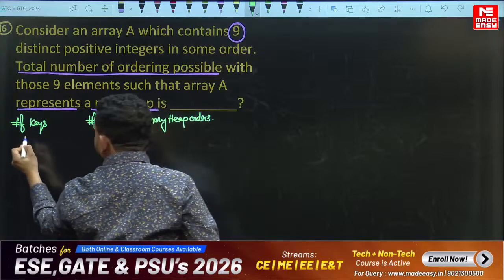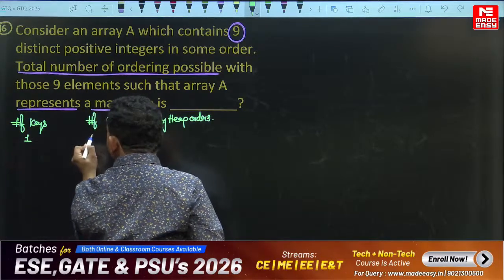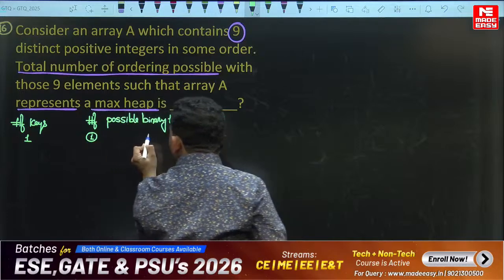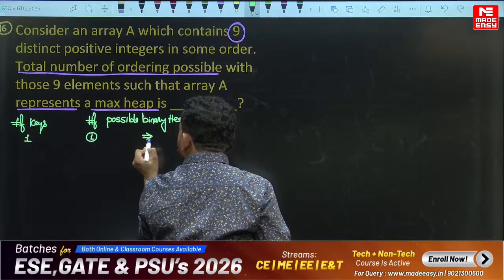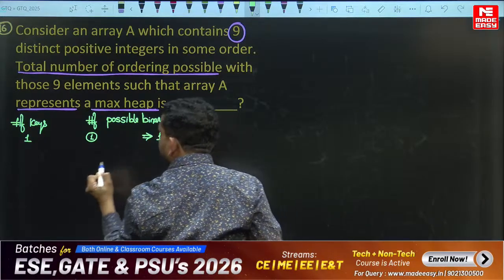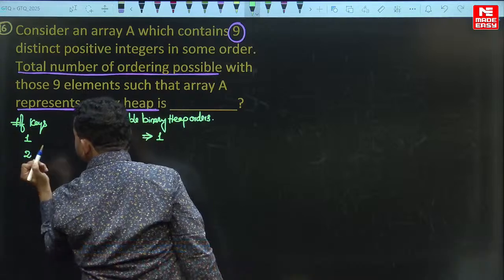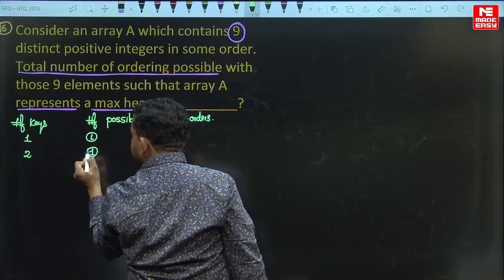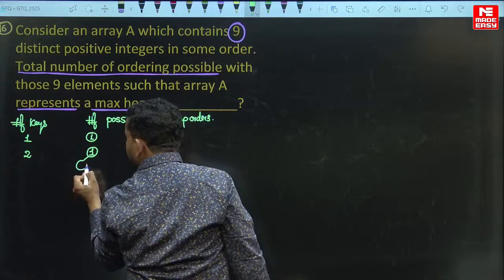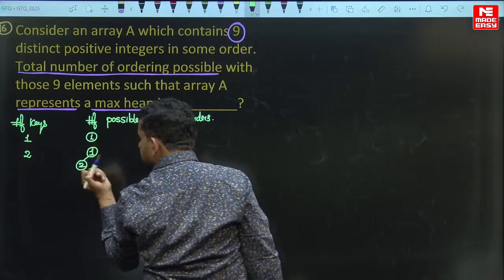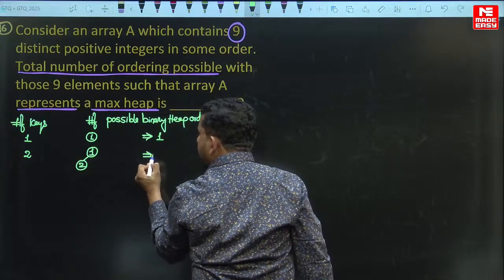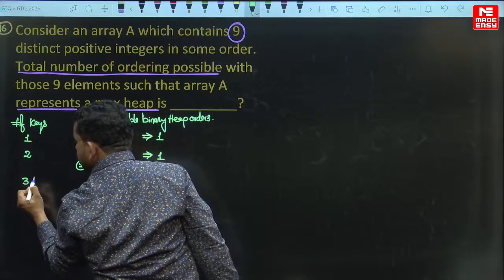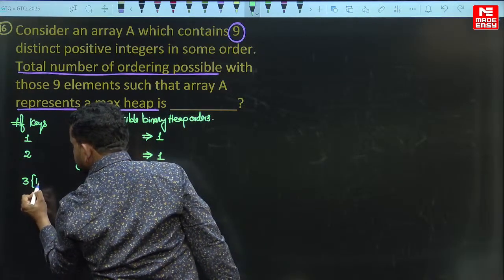If it is one key, a complete binary tree of one node is only one binary heap. Even for two keys, the minimum key should be the parent, so the other key should be the descendant. So still it is one binary heap. If it is three keys, assume that the keys are 1, 2, 3.